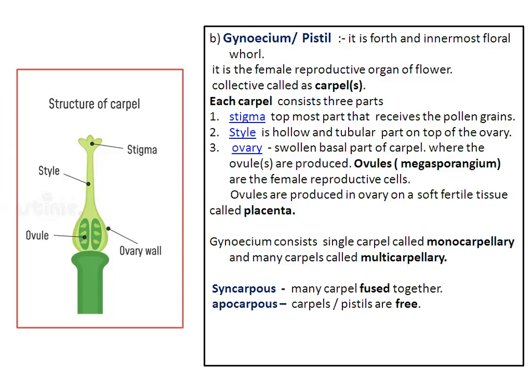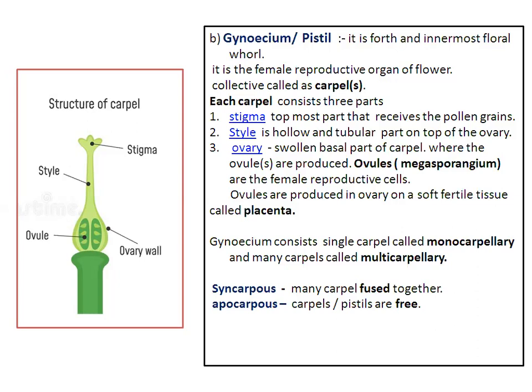Then, if the gynoecium consists of a single carpel, then it is known as monocarpellary. And if many carpels are there, then this flower is known as multicarpellary. Okay. And what is syncarpous and apocarpous?